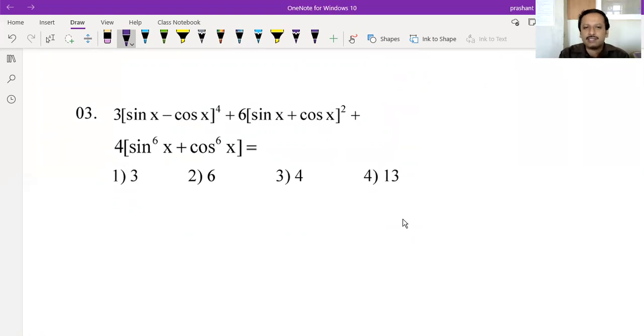Put x equal to 0. So as soon as I put x equal to 0, all those terms containing sin x will be 0, and all those where there is cos x will become 1, as cos 0 is 1. So I am putting x equal to 0 here.